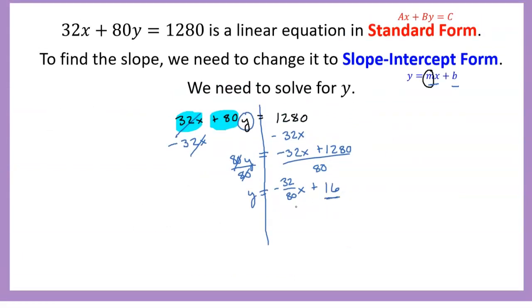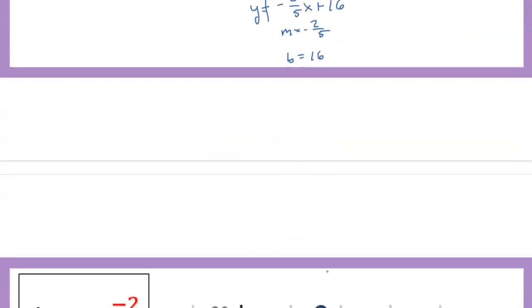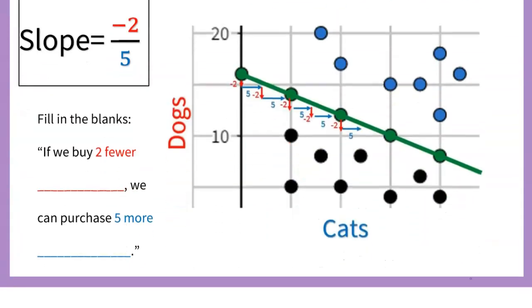And then we're not going to spend a lot of time showing how to reduce fractions, but both of these are divisible by 16. So we are going to reduce that fraction as negative 2 over 5x plus 16. There's our slope-intercept form. Our slope is negative 2/5. Our y-intercept is 16. So our slope is negative 2/5.